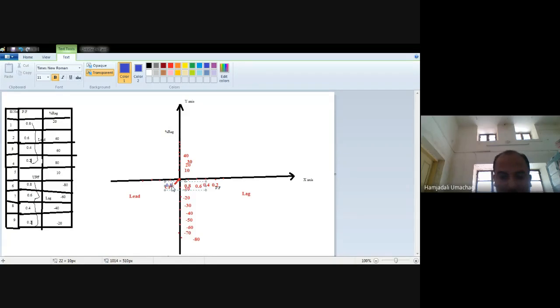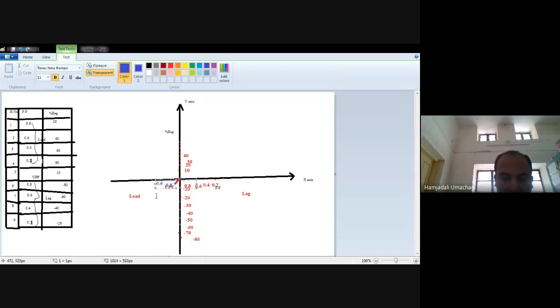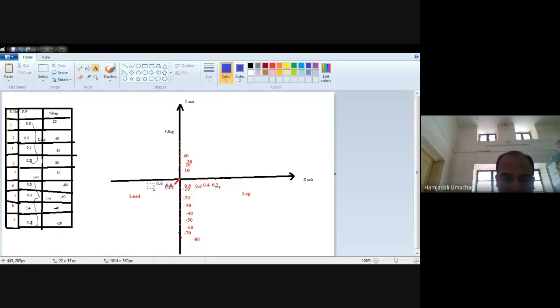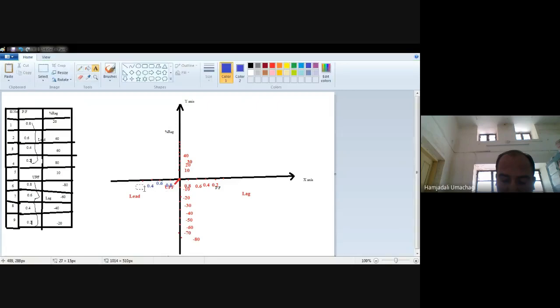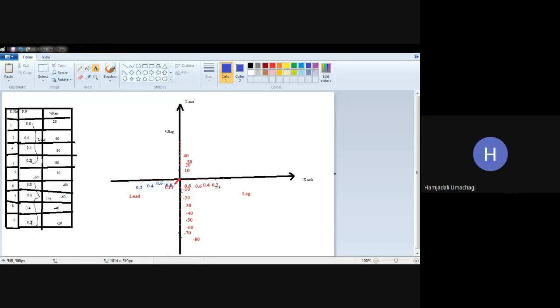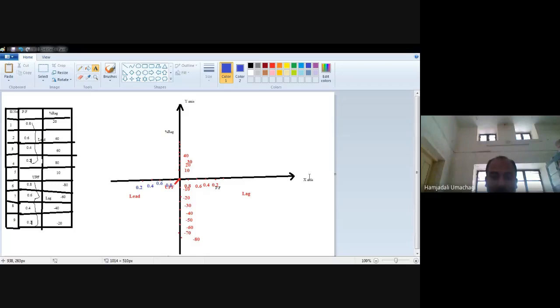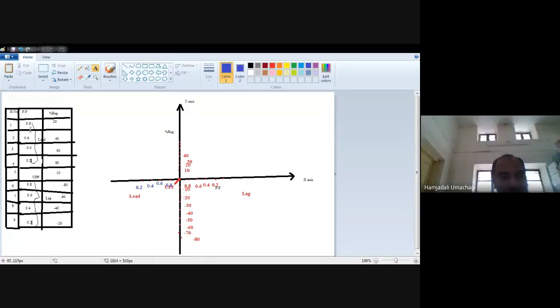0.8, 0.6, 0.4, and then 0.2. Now, regulation versus power factor. Power factor should be taken on the x-axis, and regulation should be taken on the y-axis. So I am representing a rough sketch here. The first four values for power factor conditions are 0.8, 0.6, 0.4, 0.2.